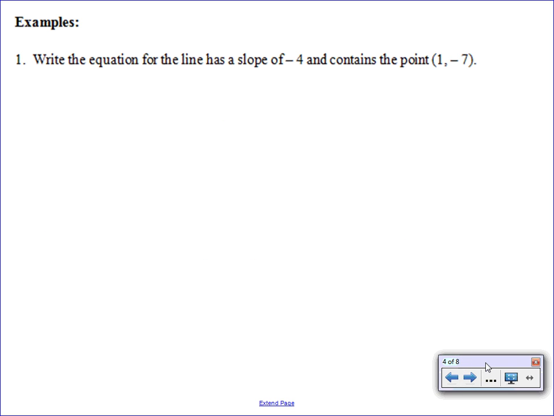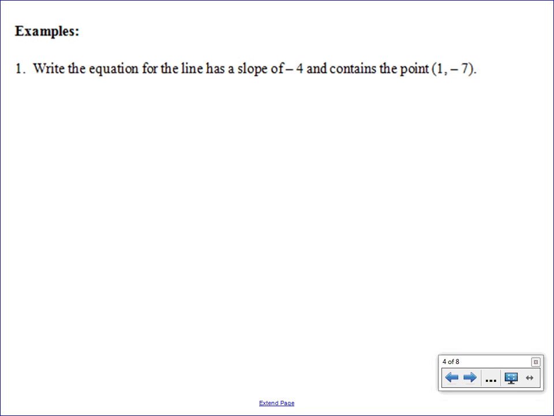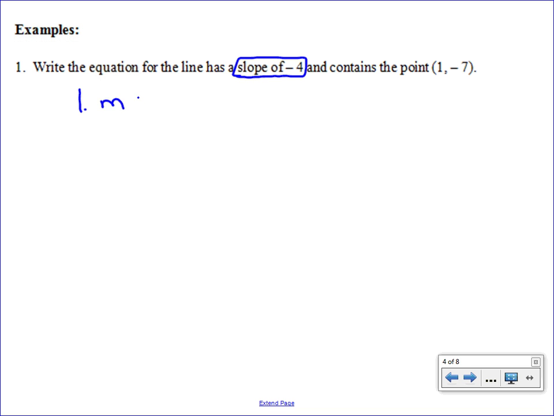Our first example says, write the equation for the line that has a slope of -4 and contains the point 1, -7. What you want to do is start circling and labeling stuff. So slope of -4. Let's circle that, and that's going to be our m, or our slope. And right away, we know that that gives us a diagonal line. Now, looking at the point, I want you to label that. So put your x1, y1.